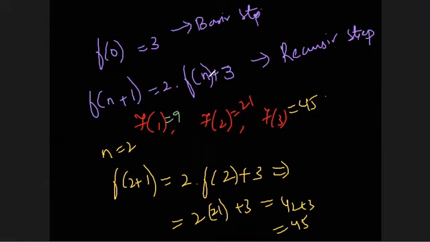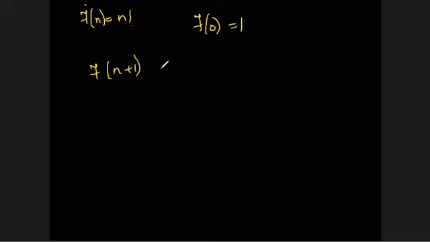Now, similarly, let's create an inductive definition of the factorial function. We know factorial is f(n) = n factorial, and here our basis step is f(0) = 1. Then what will be f(n+1)? f(n+1) is defined as (n+1) times f(n), or normally what do we write?